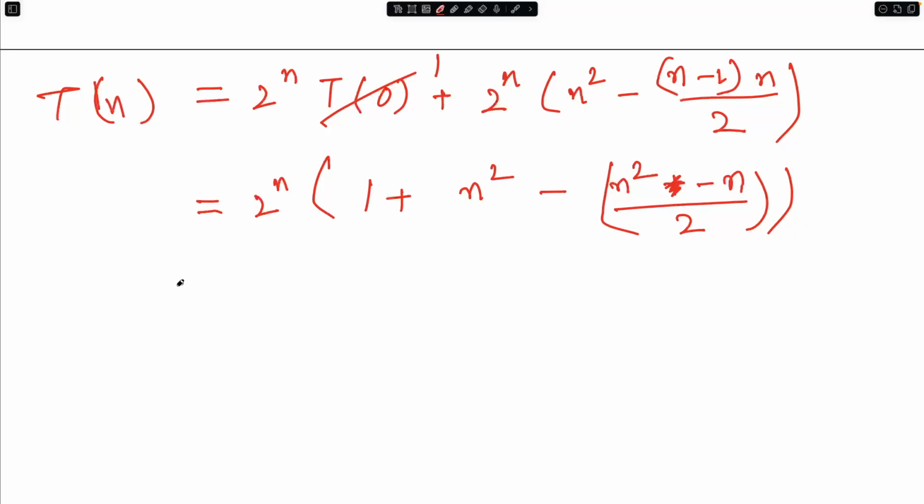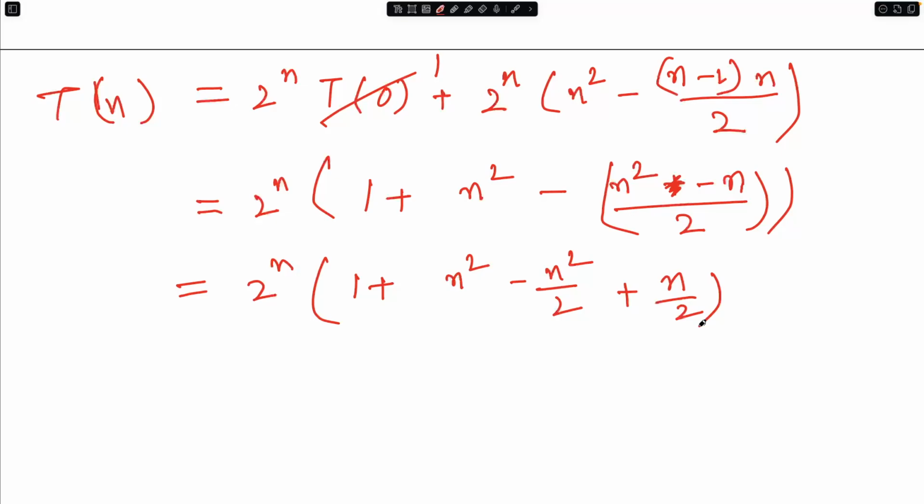Now let's simplify it further so that we can have a very good expressive expression, right? 1 plus n square minus n square by 2 plus n by 2, right? Very straightforward. This thing becomes what?